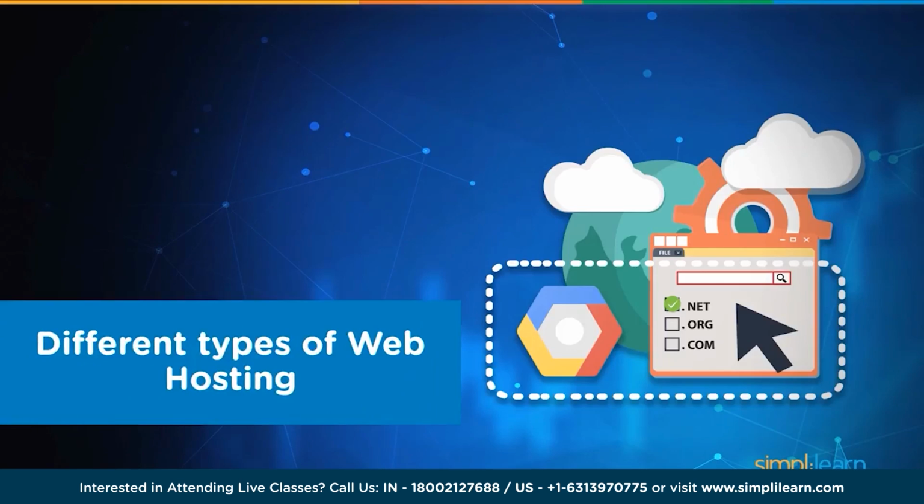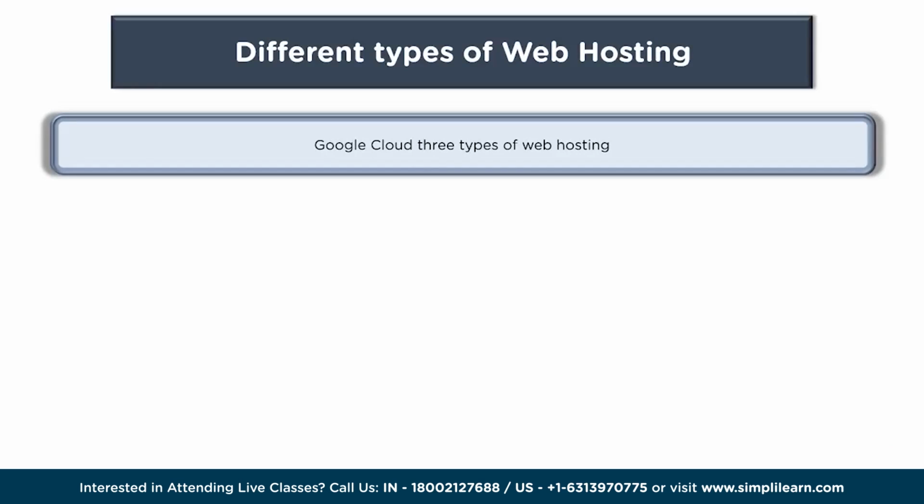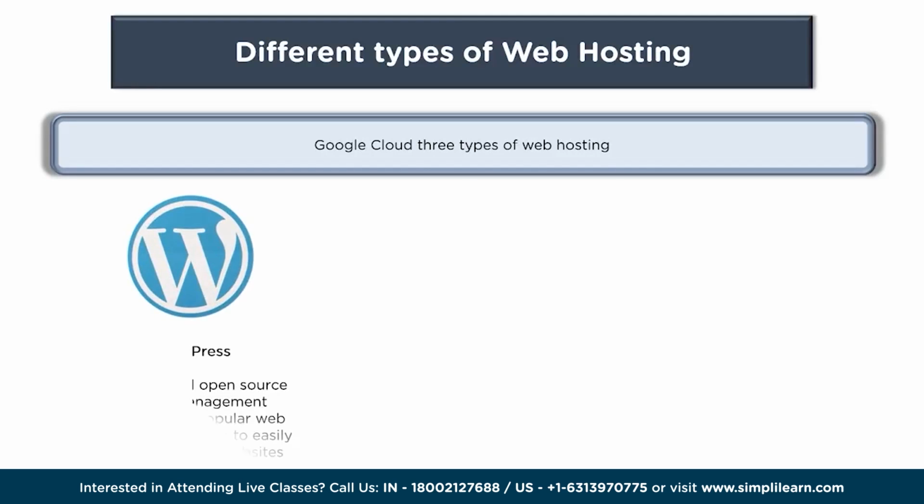When you talk about different types of web hosting, Google Cloud offers three types. You have WordPress, a free and open source content management system. You might have used it in the past or heard about WordPress, where a lot of websites are being created. It is a popular web publishing platform to easily set up blogs and websites, and is thus used by organizations or even individual users for their blogs, running their websites, or promoting their products.